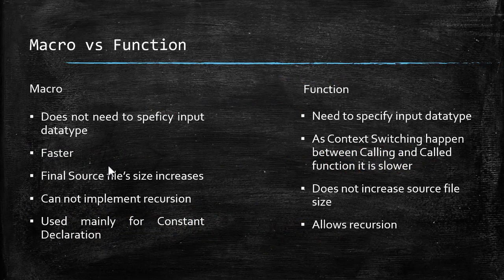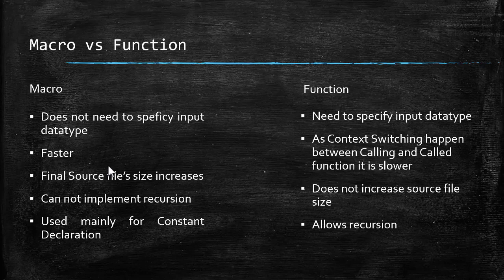Obviously, it is faster than a function. The reason is that when you are calling a function, there is a context switch from the calling function to the called function, and after the called function has performed its job, there is a context switch from the called function to the calling function, and that context switch will take an amount of time which is not applicable in case of macro, because there is no context switching. So that is why the macro will work faster than a function.